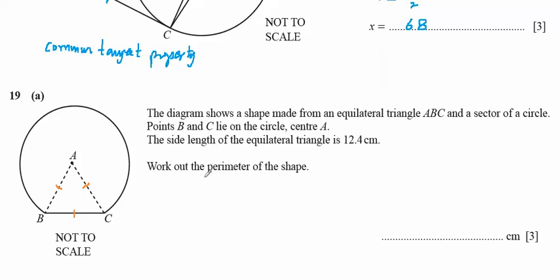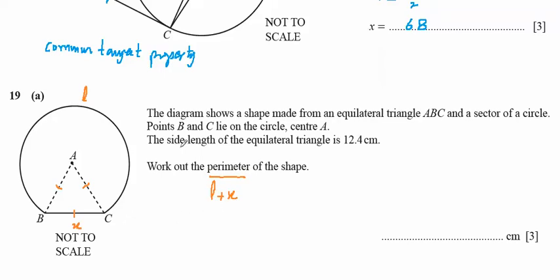Okay, so work out the perimeter of this shape. Perimeter means the sum of all the boundaries of the shape. It has only two boundaries. One is this circular arc, which we can say has length L, and one is this length BC, which we mark as X. So the perimeter will be equal to L plus X. Both of these we will find now.